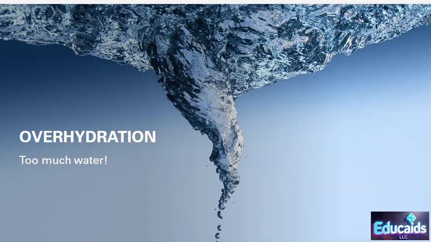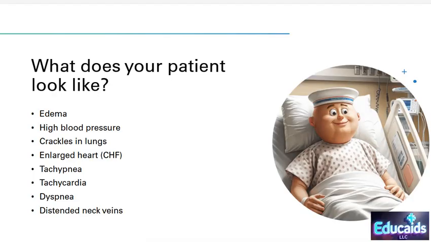So the opposite of that, your patients who are overhydrated, meaning that they have too much water, what do they look like? Here we have a lovely little overhydrated patient. Look how puffy he is. He has got way too much fluid on board. So when you're assessing your patient, what do they look like? They've got edema, they've got high blood pressure because now they have too much fluid on board. That's making their blood volume larger, so their blood pressure is high. Sometimes their fluid will shift into their lungs where it's not supposed to be, so they have crackles in their lungs.